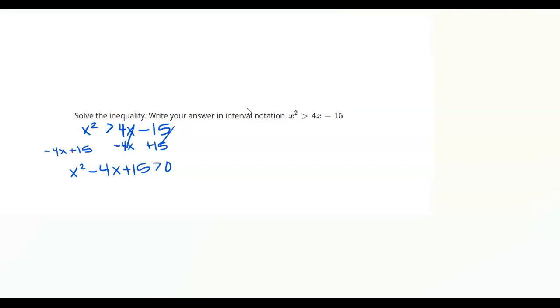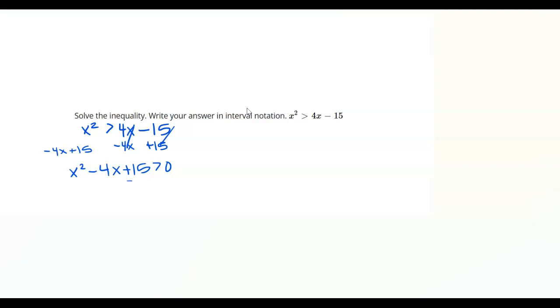So we need to solve this either by factoring. Let's check that first. So factors of 15 are 5 and 3 or 1 and 15. We can see that's not going to work. So we're going to have to either solve by completing the square or the quadratic formula. And it doesn't matter which we do. So let's go ahead and do it by completing the square.